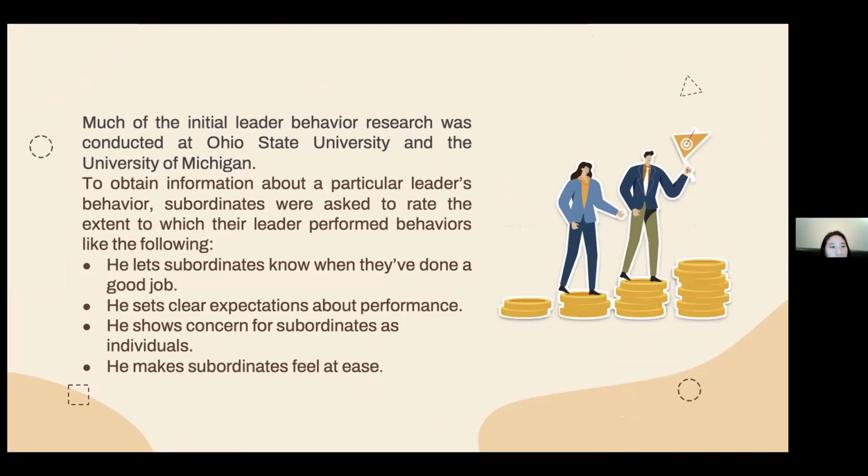Much of the initial leader behavior research was conducted at Ohio State University and the University of Michigan. To obtain information about a particular leader's behavior, subordinates were asked to rate the extent to which their leader performed behaviors like the following: he lets subordinates know when they've done a good job, he sets clear expectations about performance, he shows concern for subordinates as individuals, and he makes subordinates feel at ease.